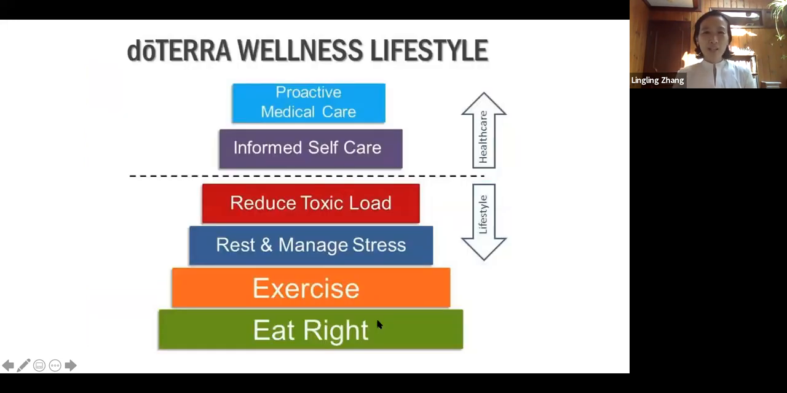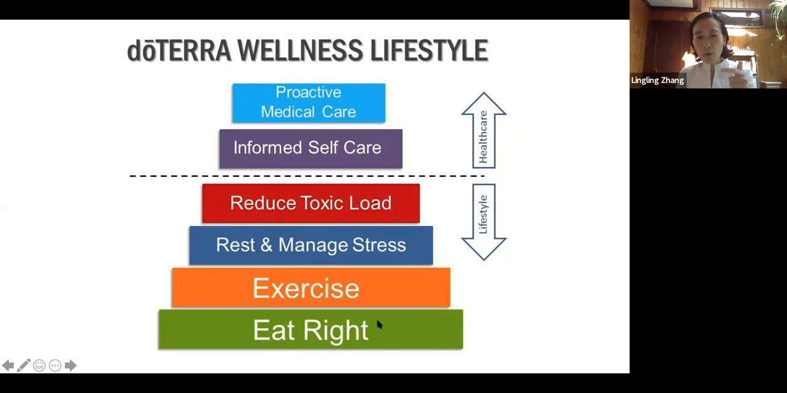Before we start, let's review the doTERRA Wellness Lifestyle Pyramid. We call it a pyramid because of the weight, how important each block is. The more important things are at the bottom because they're wider. There are six blocks here, and the four blocks at the bottom, under the dotted line, are called our lifestyle blocks, meaning those are the things that we do every day. That's how we live our lives.